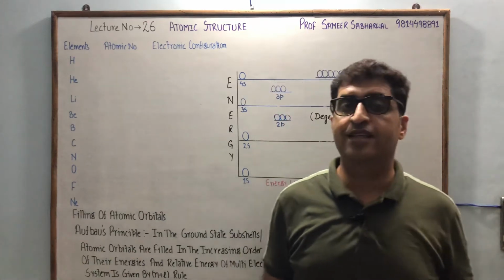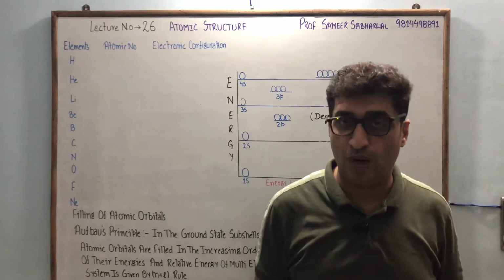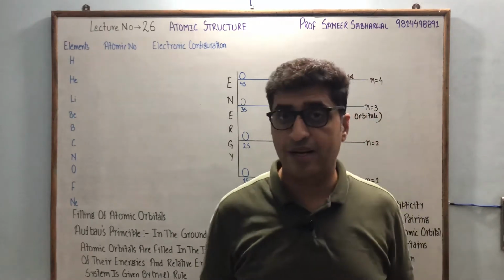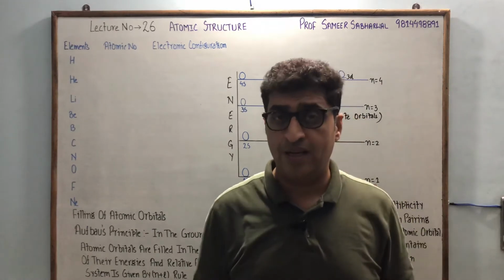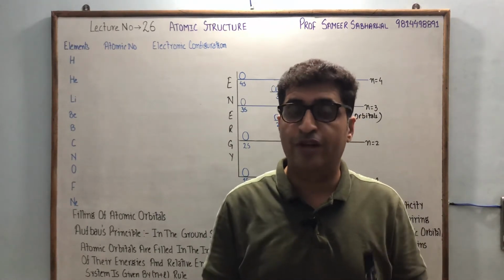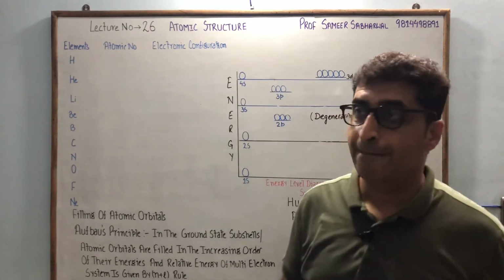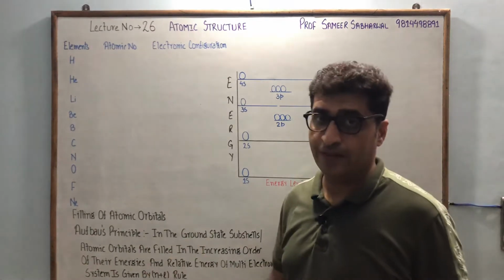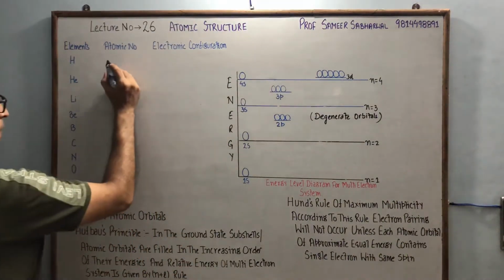Hello students, this is my lecture number 26, Atomic Structure class 11, and in this lecture I am going to show you how to fill orbitals. That is, I am going to talk about electronic configuration of various elements. This is now a very interesting part. I am going to start with hydrogen. Atomic number of hydrogen is 1.